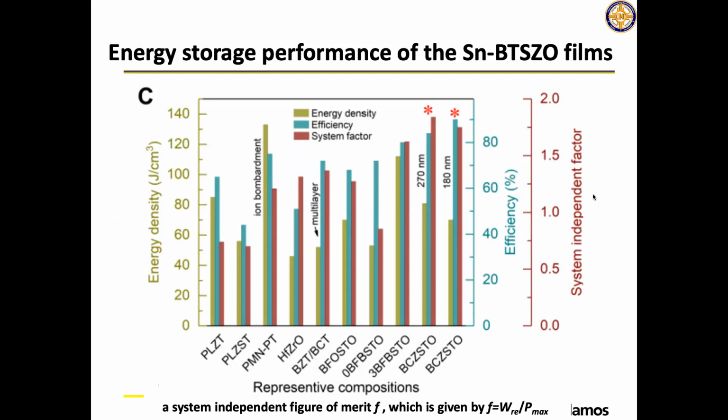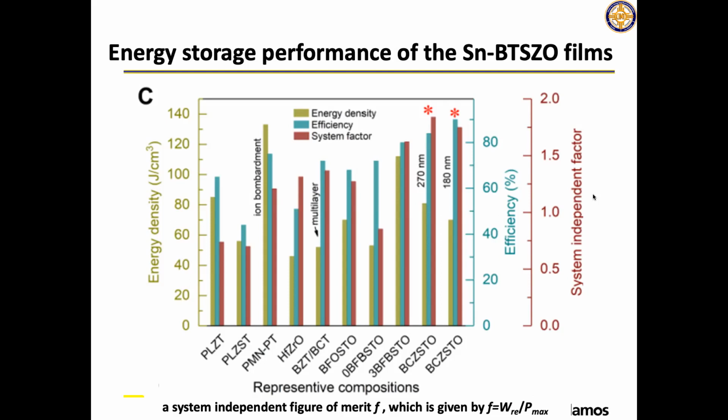Our film is here, of course lower than bismuth and PCT from LANL, because our polarization is lower. For a fair comparison, we have to normalize by the maximum polarization, and that's why we define a system-independent figure of merit. That is the red curve here on the right side.